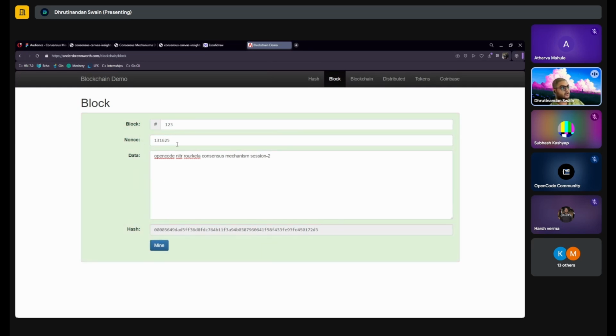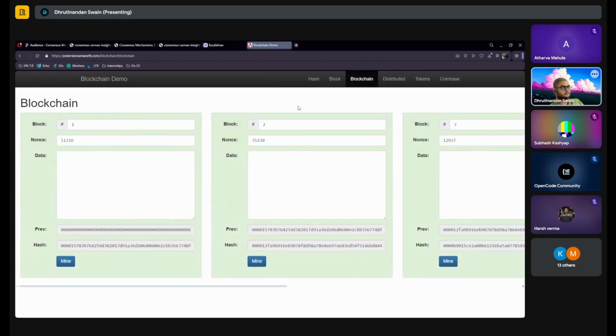As you can see, we got a new nonce value and a new hash value just because we changed the block number or the block ID and the block content. So this is the thing about an individual block. Now comes the blockchain part. As I said, blockchain refers to the chain of individual blocks, and each block has a reference string to the previous block. As you can see, this is block one.